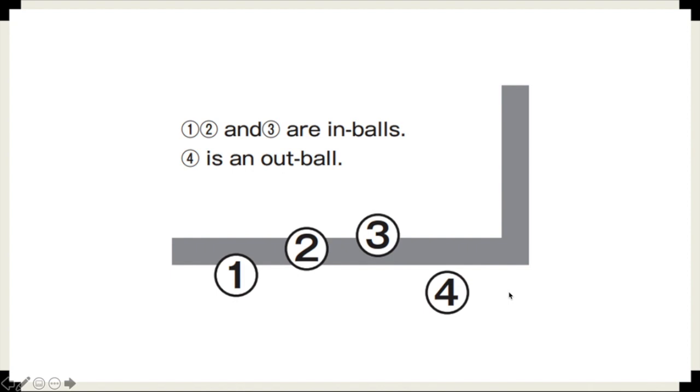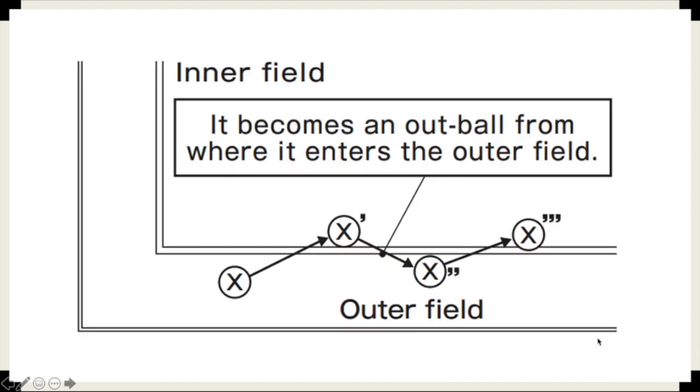Number 3 says a ball which goes to the outer field again as a result of stroking an outball. Well, I've got a diagram for that one, and I've got a little outer field here too now. This is the inner field, and this is a little blurb taken from the Q&A, but it says it becomes an outball from where it enters the outer field, and we'll describe that a little bit later. Oh, no, actually, we're starting over here.